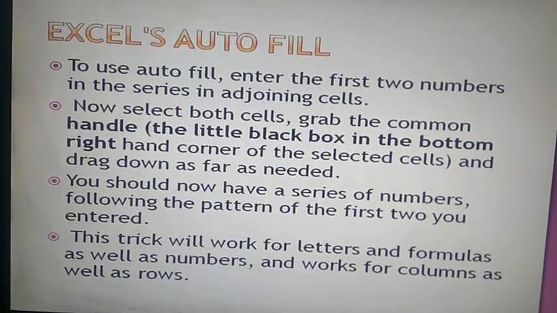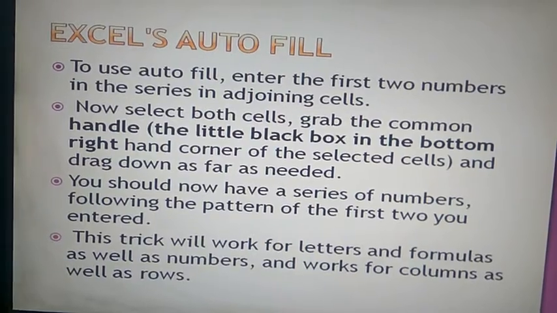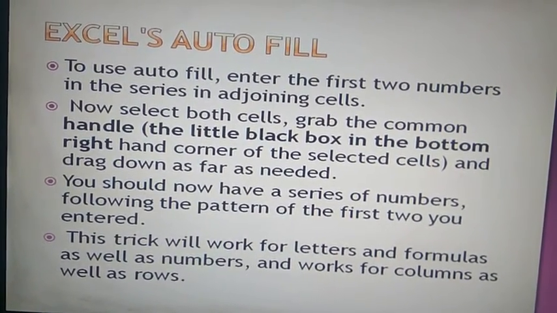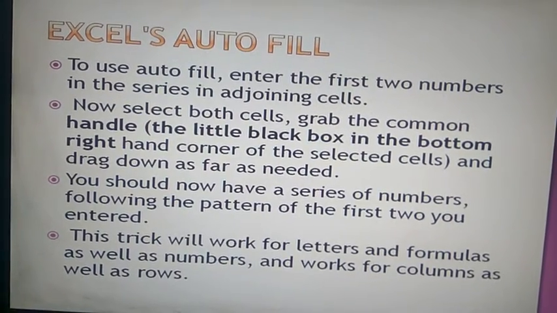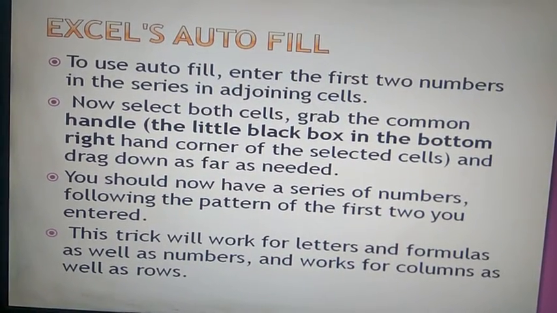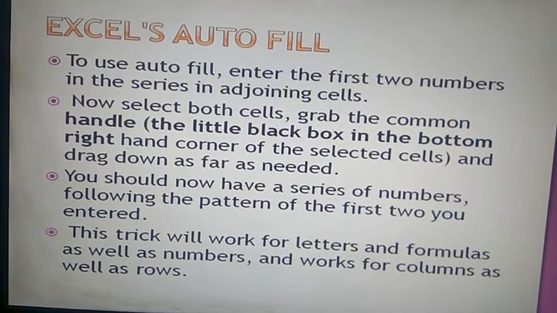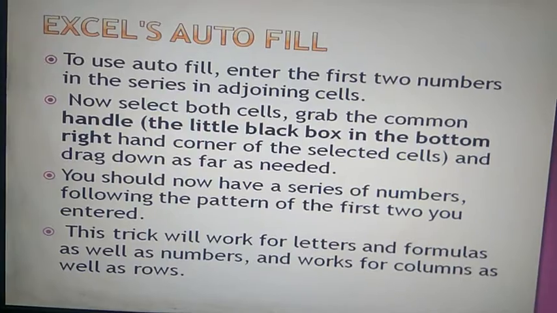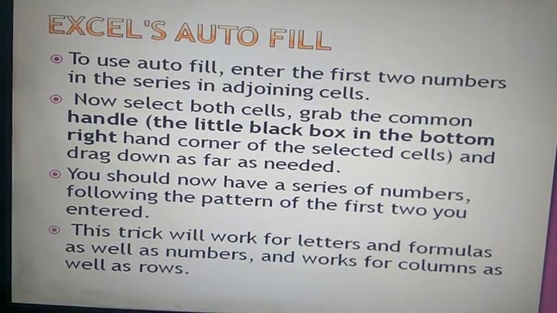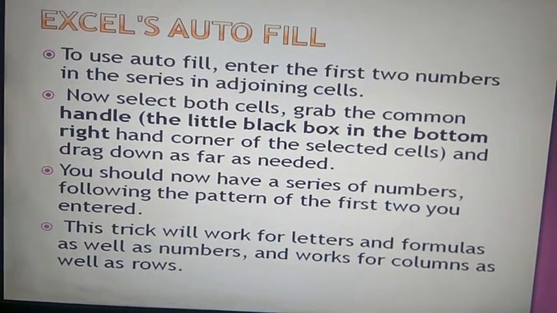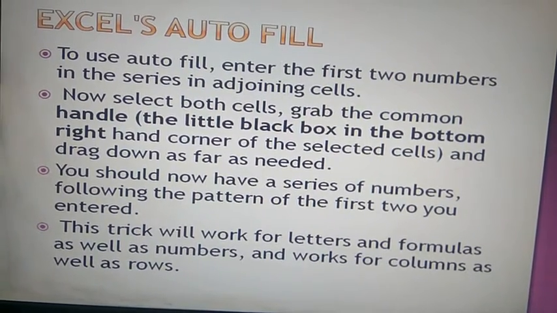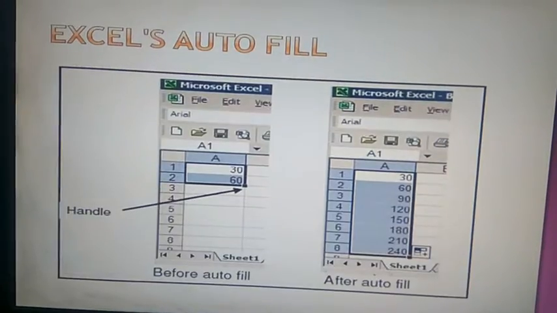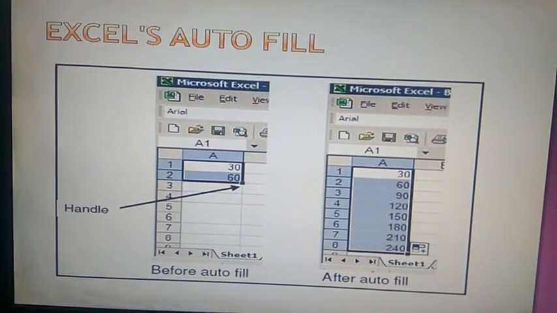Now select both cells and grab the handle: the little black box in the bottom right hand corner of the selected cells, and drag down as far as needed. You should now have a series of numbers following the pattern of the first 2 you entered. Now this is how the autofill property works. This trick will work for letters and formulas as well as for numbers, and works for columns as well as rows.